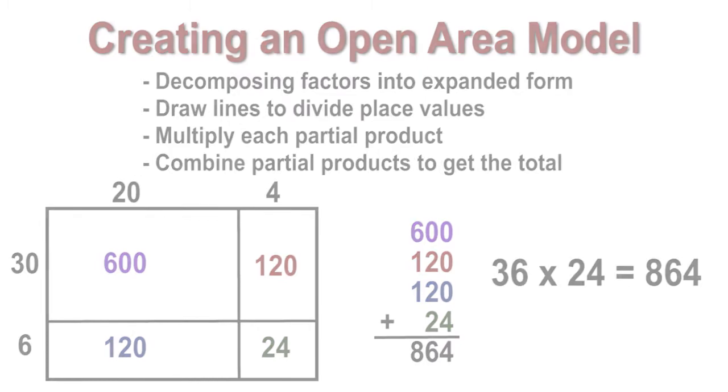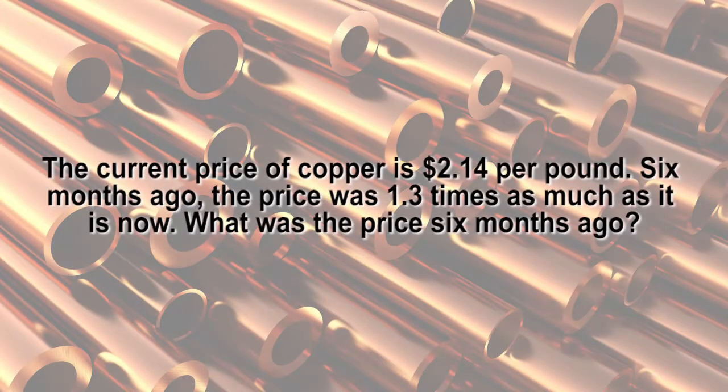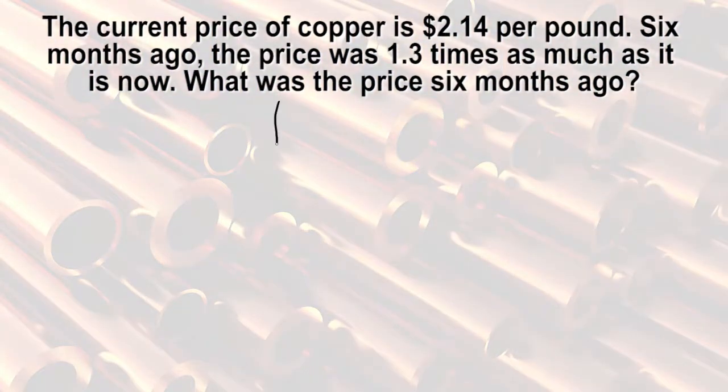Let's look at our sample problem. The current price of copper is $2.14 per pound. 6 months ago, the price was 1 3/10 times as much as it is now. What was the price 6 months ago? The expression we need to solve is 1 3/10 multiplied by 2.14.